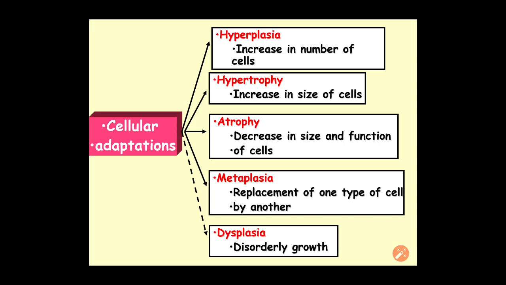Can a cell go hyperplasia and hypertrophy at the same time? Yes, absolutely. A lot of times they go together. So the cell will become hyperplastic and hypertrophic. Disorder. Well, metaplasia is a. What do you mean by disorder?